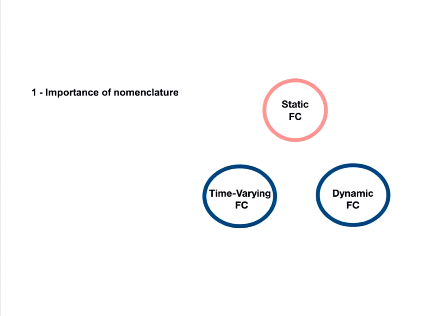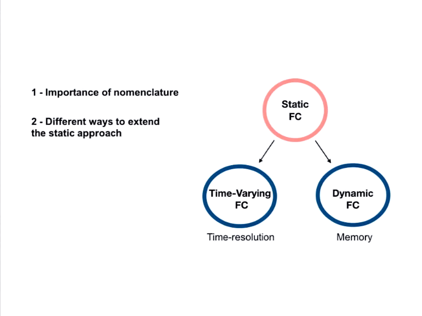A second thing is that I hope I've clarified the difference between a time-varying approach and a dynamic approach. The first one is essentially exploiting the time-resolved information, whereas the second one is exploiting the memory of the system. So these are two very different approaches from a conceptual point of view.